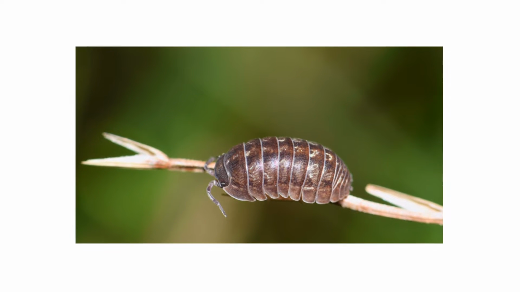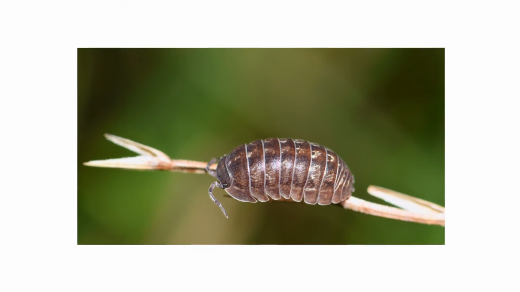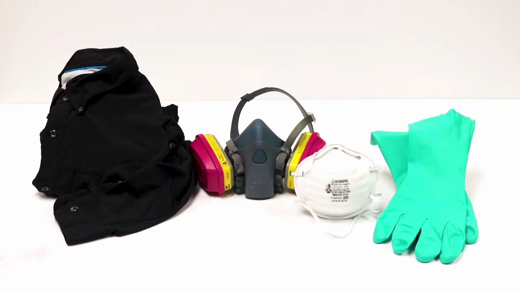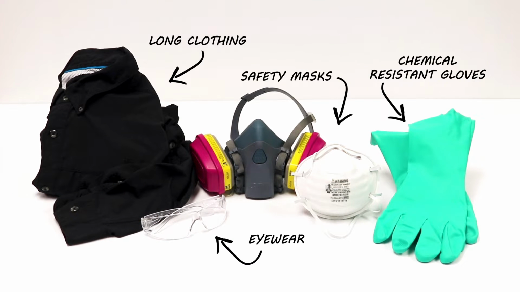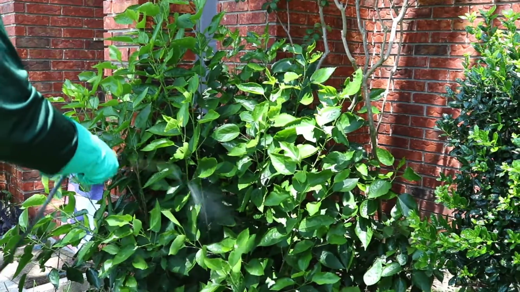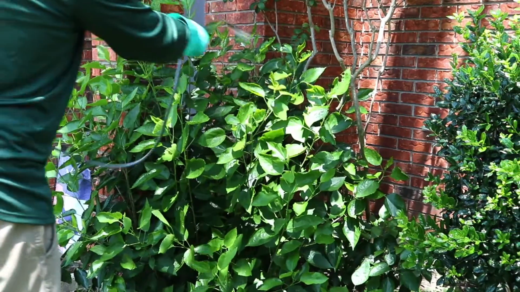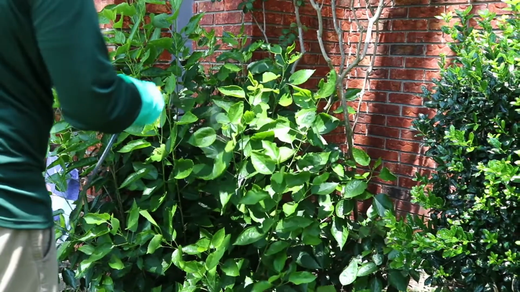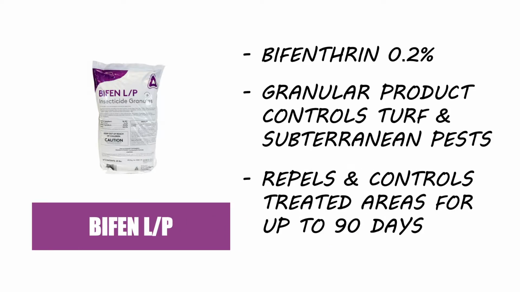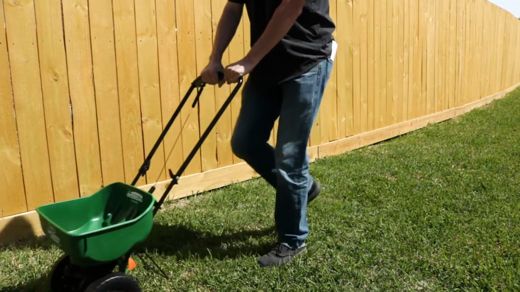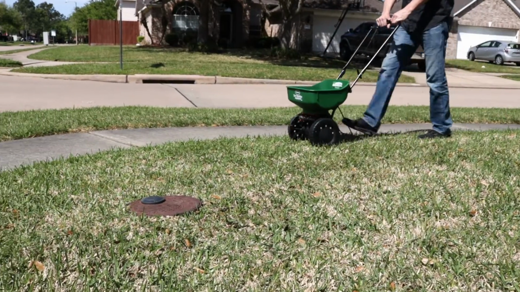After identifying your pest and inspecting for activity on your property, it's time to start treatment. Before starting any treatment, be sure to wear your personal protective equipment or PPE, and remember to keep all people and pets off the treated areas until dry. To treat your property for sowbugs and other pests, start with an application of Bifen LP. Bifen LP is a bifenthrin-based granular insecticide that will control a variety of turf and subterranean pests.